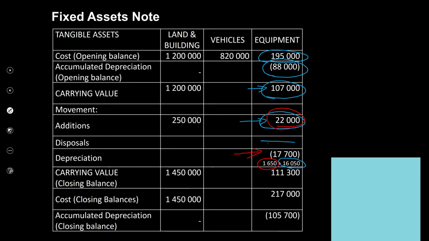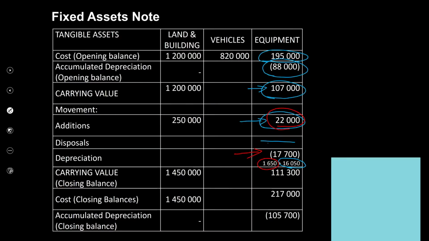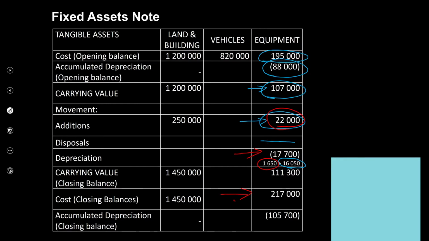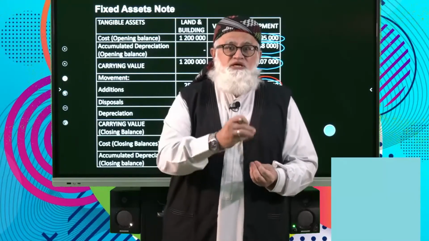Right, carrying on with my equipment. Now watch how I build up this note, and watch how I check the note as well. I come to my end of the year now, and my cost of my equipment changes. It was 195,000, plus the 22,000, the new equipment that I purchased, to give me a figure of 217,000. Can you see how your balance changes because you bought more equipment? So you add the movement to your opening balance. We also know that no equipment was sold, so clearly it will only be the old plus the new.